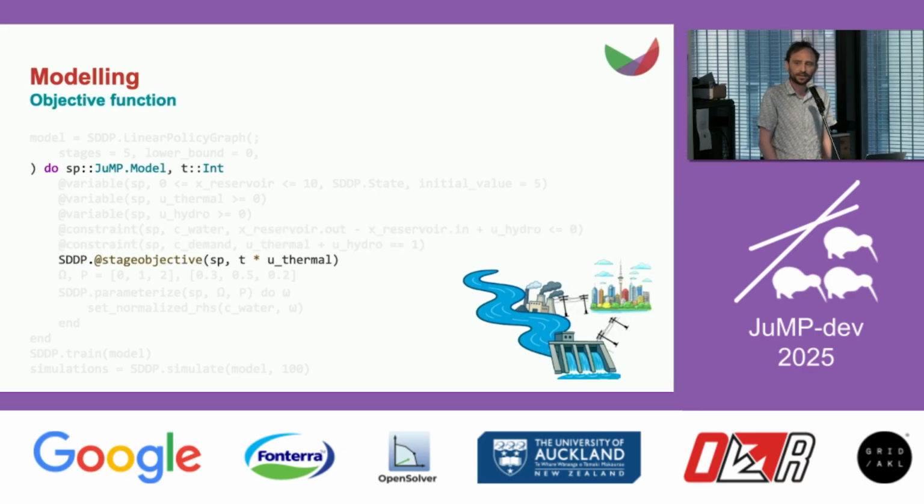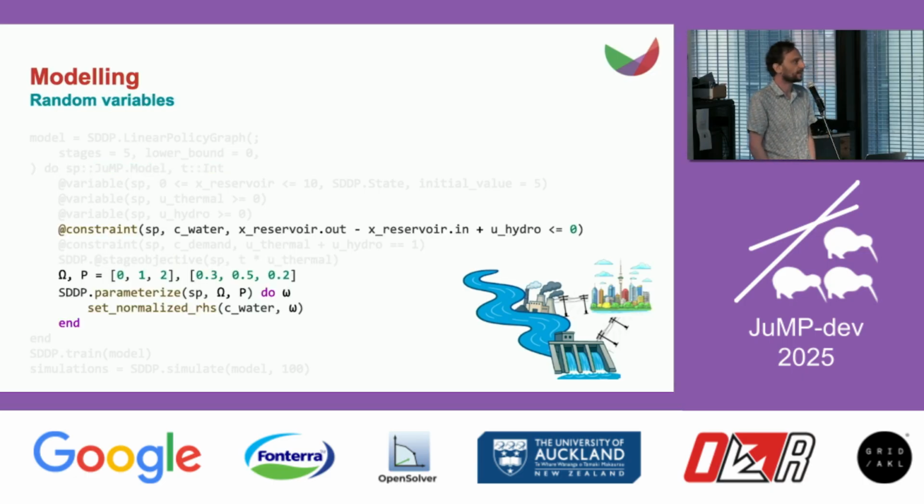We need to define the objective for each of those nodes in the graph. In this case, it's just I want to minimize the amount of thermal energy that I'm creating. And this objective can depend on the stage. So there's a little t up the top that says, hey, you're building a JuMP model for period t. And so the t can appear anywhere in the problem.